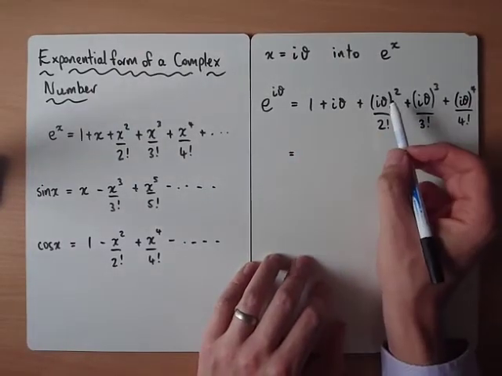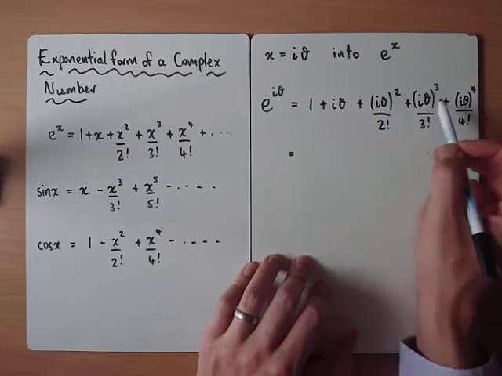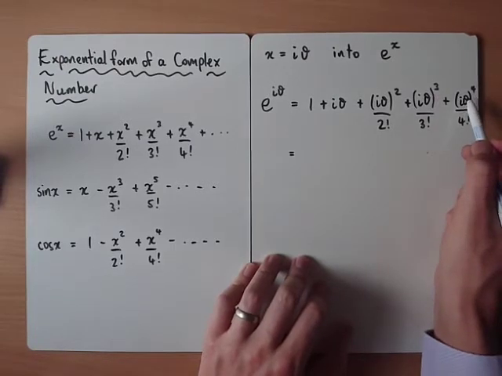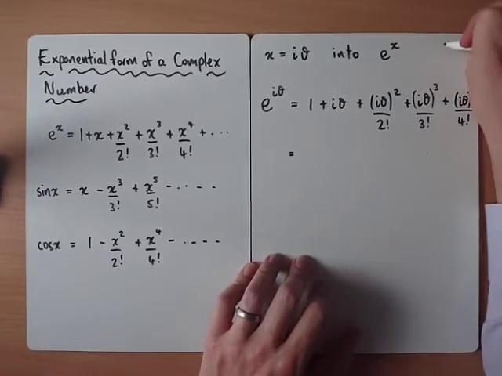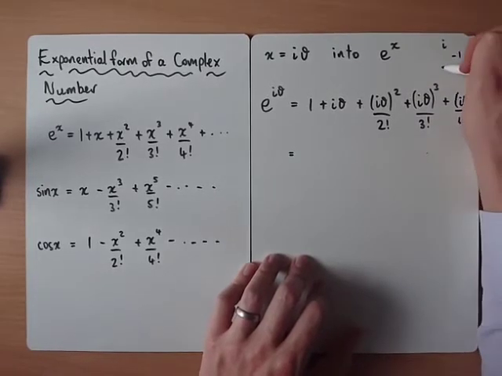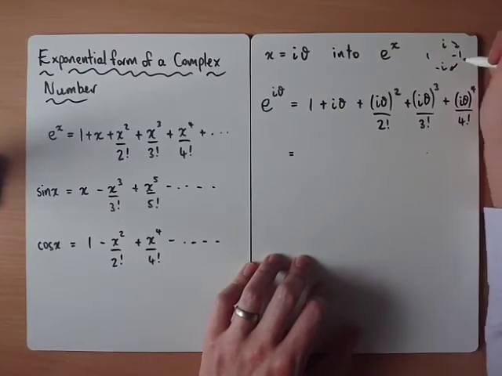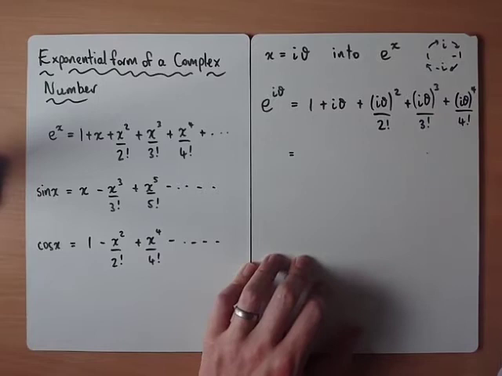Okay, so let's just focus on these brackets, and remember i squared equals minus 1. i cubed would be i squared times i, so that would be minus i, and i to the power 4, we're back to 1 again, because remember the powers of i form a cycle, don't they? You've got i, minus 1, minus i, 1, and the powers of i would always repeat in this cycle of period 4.